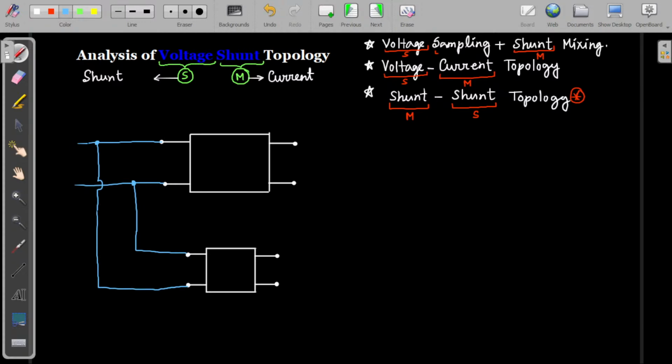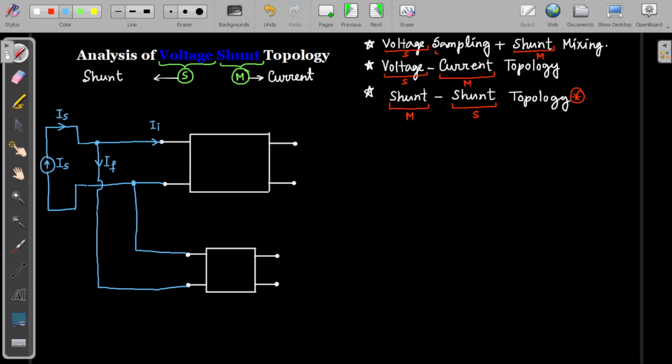Now at the time of shunt mixing, what was the input source? If you remember, the input source was IS, a current source. So this was the current source, and this one is IS. Now this IS will be divided into two parts. One part will be IF and the second part will be II.